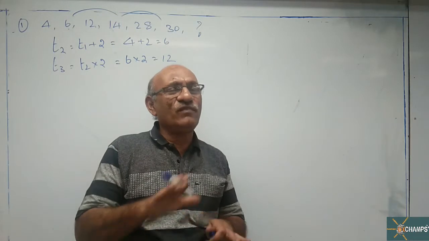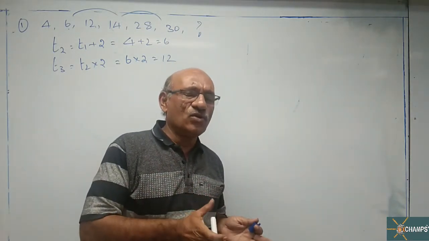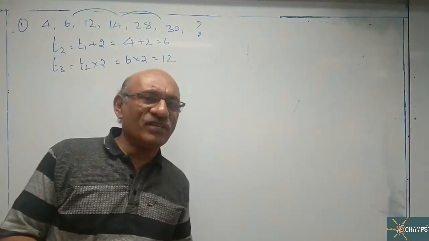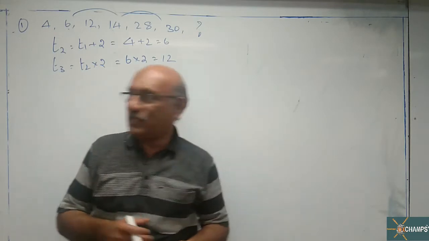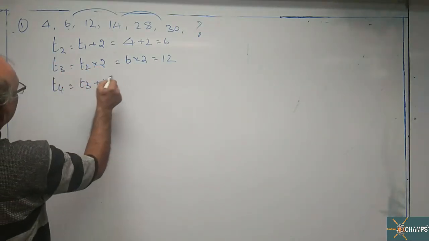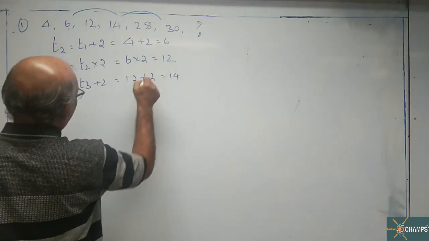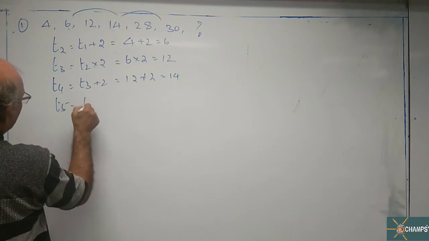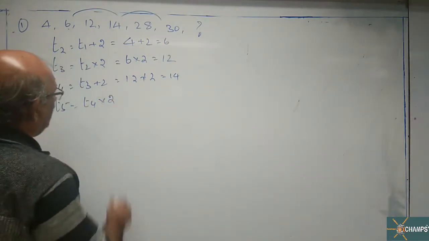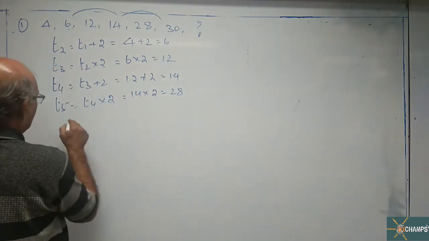Let us see whether this logic will work out throughout the sequence. If it works out throughout the sequence, then only the logic generated by us is correct. Otherwise we have to change the logic. Now T4 is equal to, sir, T3 plus 2. So 12 plus 2 is equal to 14. T5 is equal to T4 into 2. First you added a constant, then multiplied. So 14 into 2 is 28, sir.